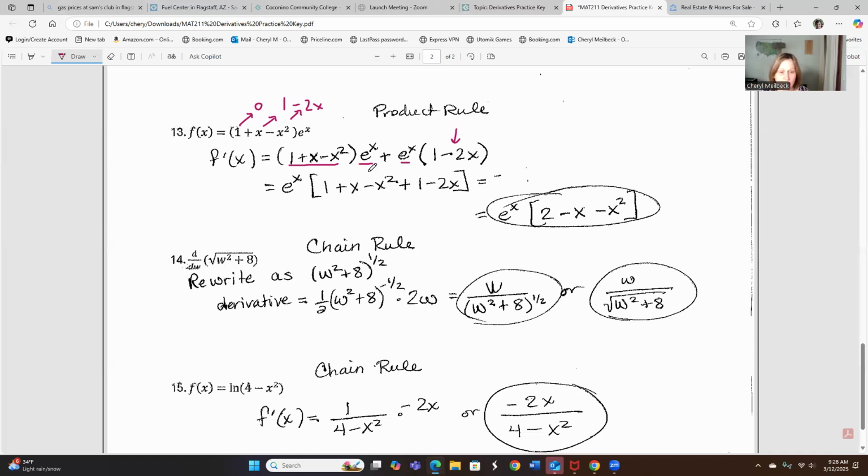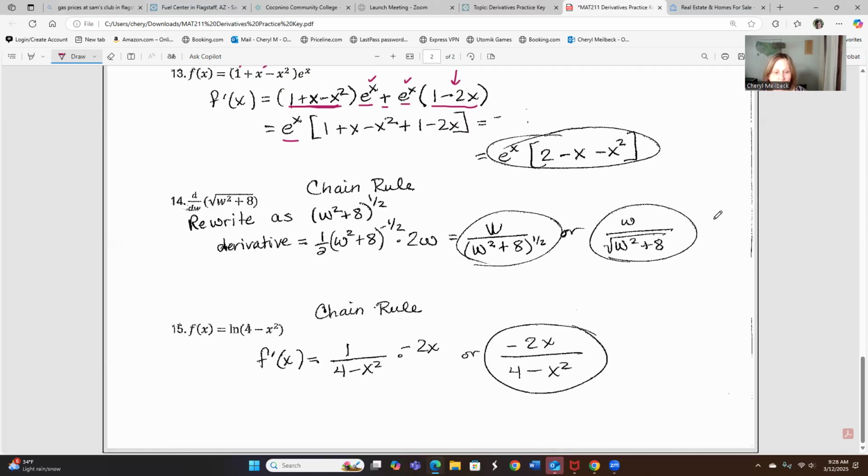We would notice at this point that you can factor an e to the x out of both of these terms, which comes out front. And then what's left inside the big parentheses would be the 1 plus x minus x squared, and then plus the 1 minus 2x. That's here. And that will clean up when you add like terms to just 2 minus x squared. So that's a nice way to write the answer.